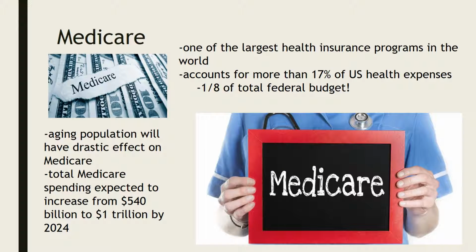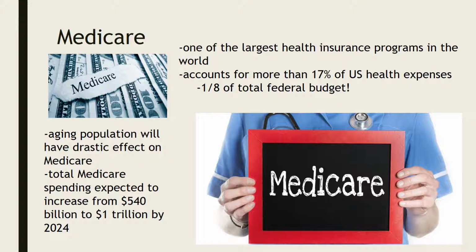The most relevant healthcare cost for older adults is Medicare, which is one of the largest health insurance programs in the world. It accounts for more than 17% of U.S. health expenses, which is 1/8 of the total federal budget. And the aging population will have a huge effect on Medicare because so many more people will be using it. It's expected to increase from $540 billion to $1 trillion by 2024.